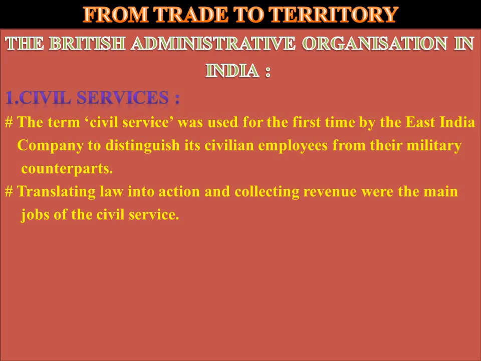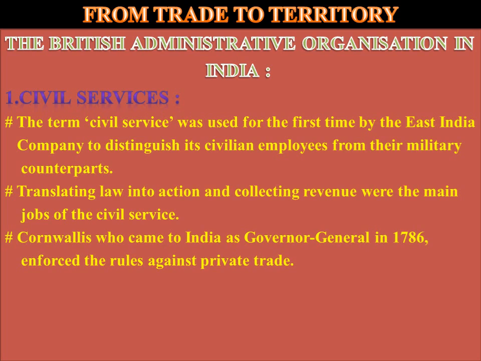In the beginning, appointment to these services was the sole prerogative of the Court of Directors of the company. But the nominated civil servants indulged in corruption, bribery, and illegal private trade. So, Cornwallis, who came to India as Governor General in 1786, enforced the rules against private trade. He also raised the salary for the company's servants, who became the highest paid civil servants in the world.